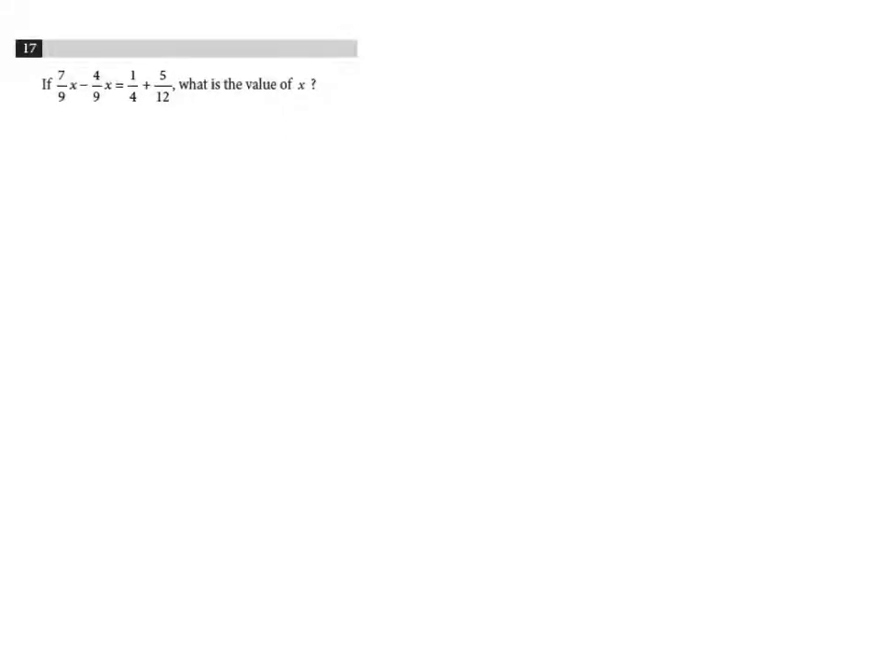Alright, 17. 7/9 x minus 4/9 x equals 1/4 plus 5/12. What is the value of x? Alright. So on the left side, I'm going to combine like terms. I'm going to get 3/9 x, okay, equals, and on the right side I'm going to get common denominators.